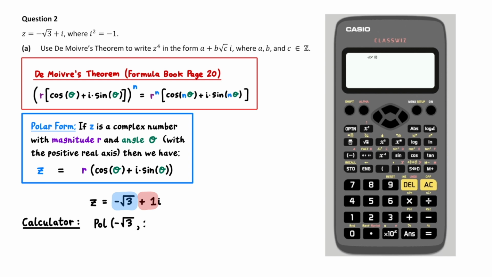We'll need to type in the following: Pol of minus root 3, comma 1. The Pol appears above the plus in yellow. To type this into our calculator, you would need to press Shift followed by the plus sign. The comma appears above the close bracket in yellow. So to type this in, you would press Shift followed by the close bracket.